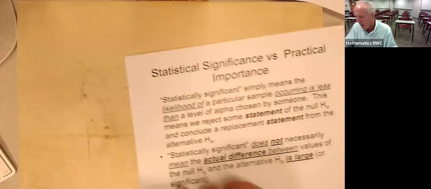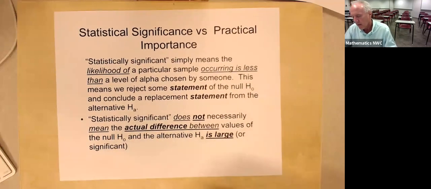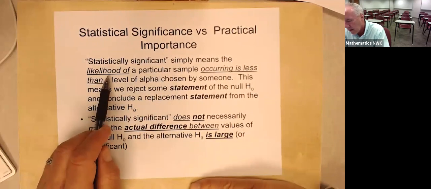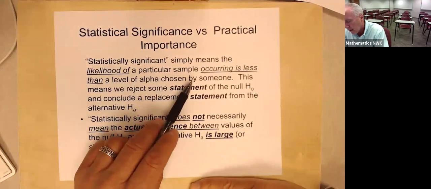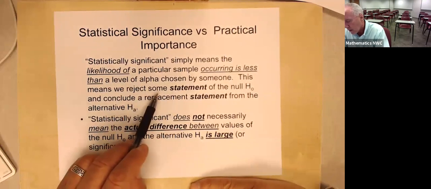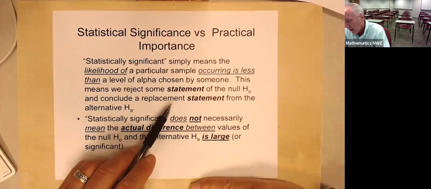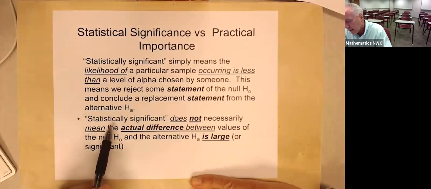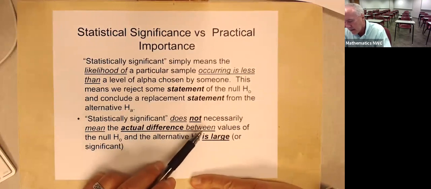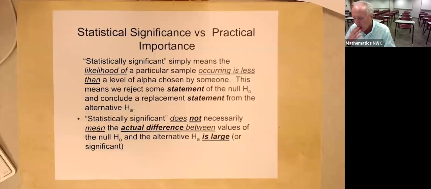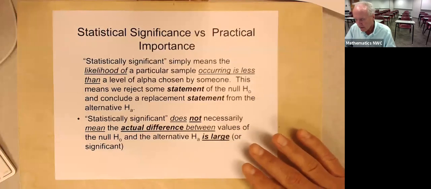In summary of that phrase, statistically significant simply means the likelihood of a particular sample occurring is less than some alpha chosen by someone. This meant that we rejected the statement of the null and we concluded the statement from the alternative. Statistically significant does not necessarily mean the actual difference between the values of the null and the alternative is large. It just means the evidence was less than some alpha level.